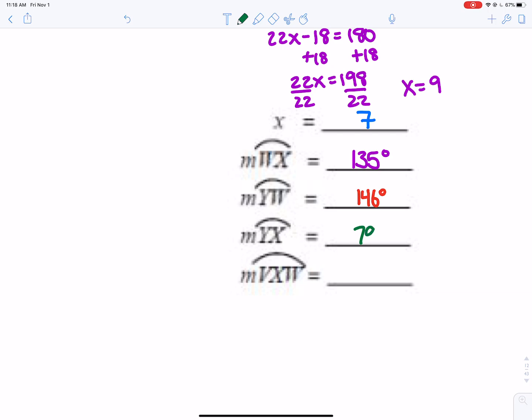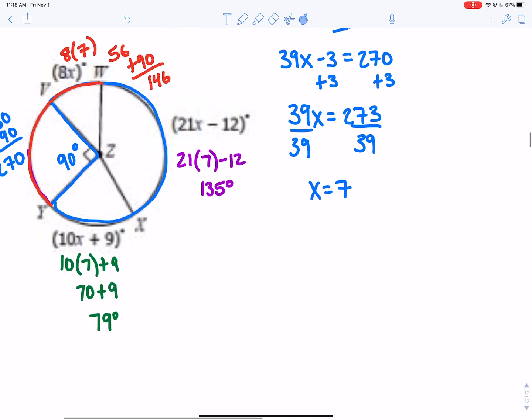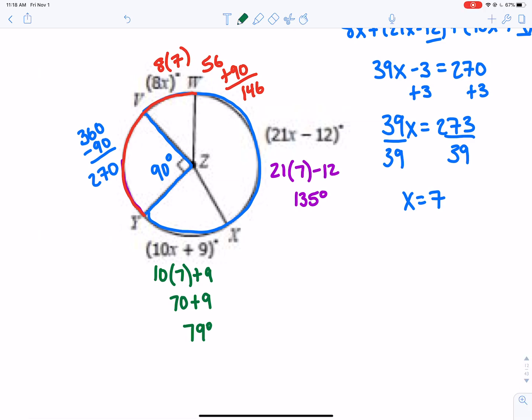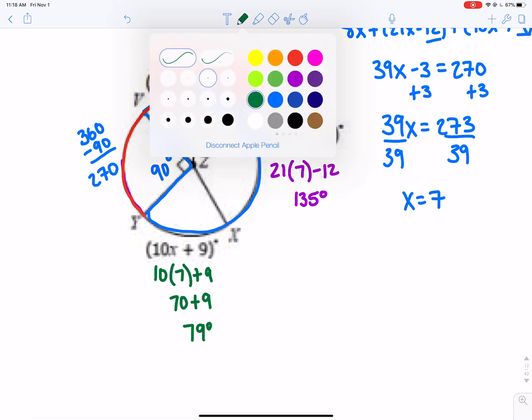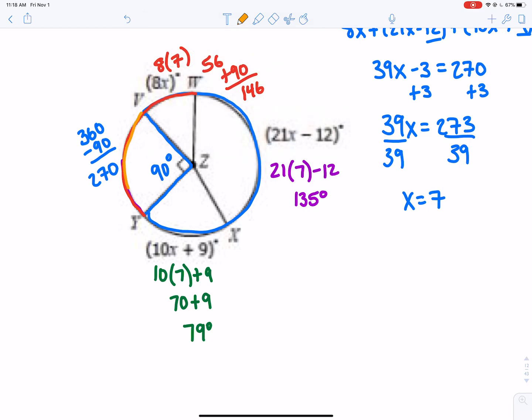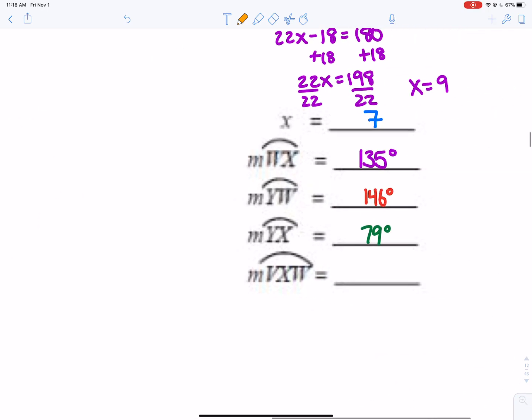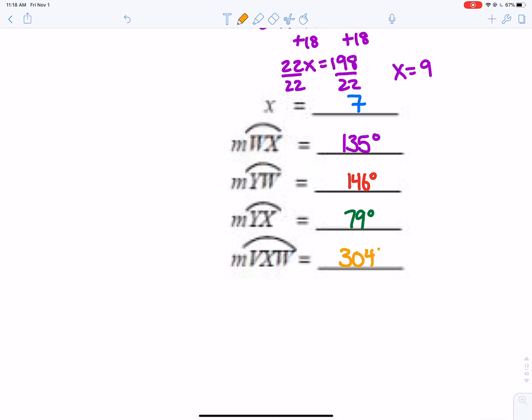And then the measure of arc VXW. All right, so VXW. We need to go in that order. So from V to X to W, we would have everything except for this angle, which is 56 degrees. So if we do 360 minus the 56 degrees, we just get 304 degrees is left. Okay, so that's it for your notes.